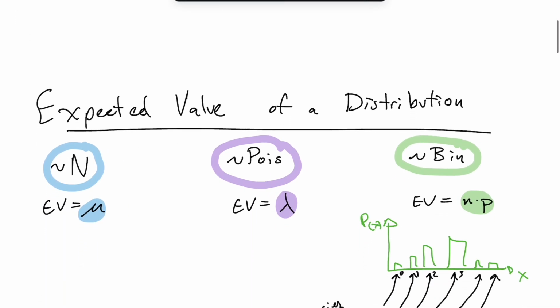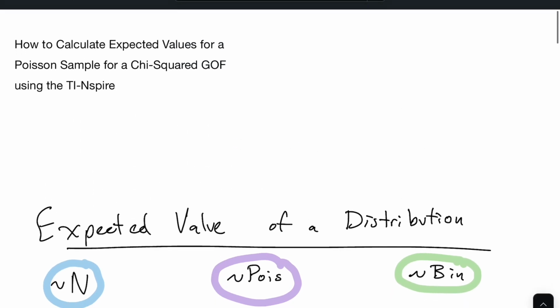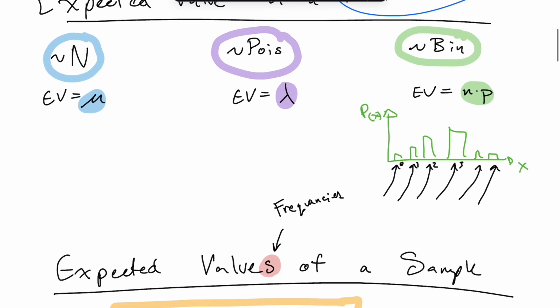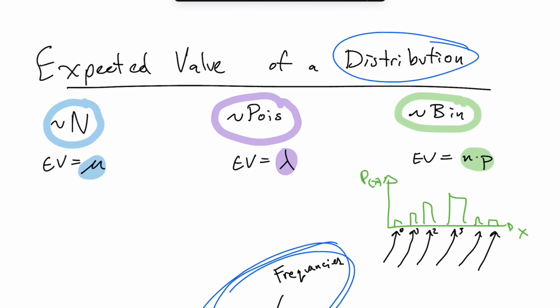So I talked about expected value of a distribution in a previous video about how to find binomial expected values. Just to reiterate, expected value of a distribution is different than expected values of a sample. If you have a normal distribution, the expected value is the parameter mu, the mean. If you have a Poisson distribution, the expected value is the parameter lambda, which is the mean as well as the variance. If you have a binomial distribution, the expected value is n times the probability of success.